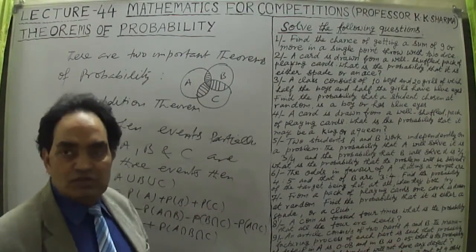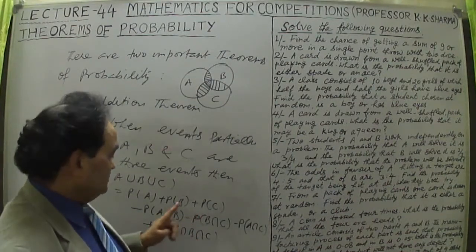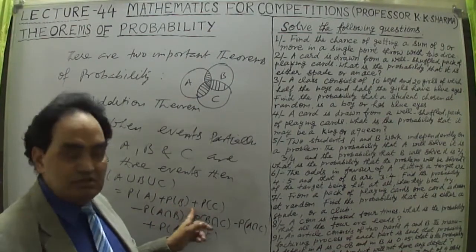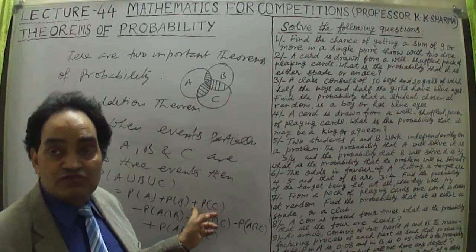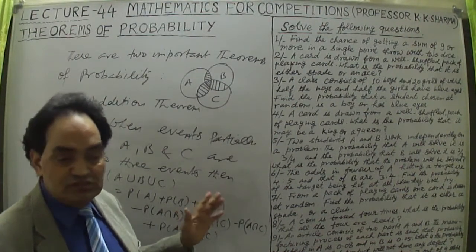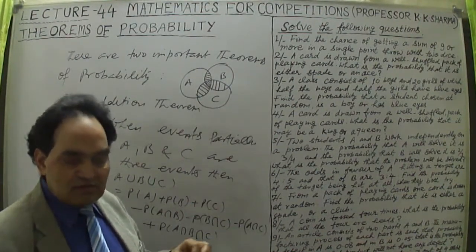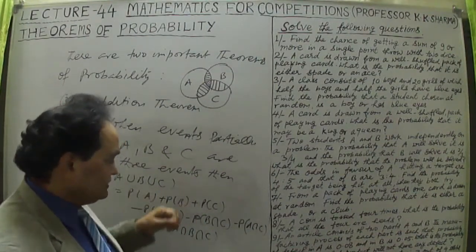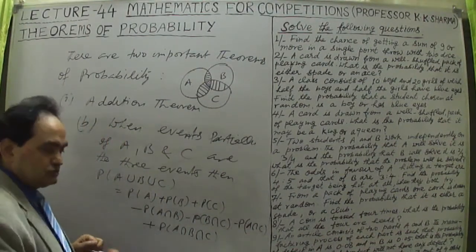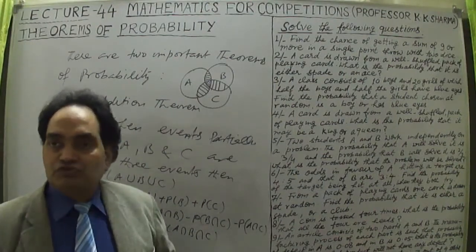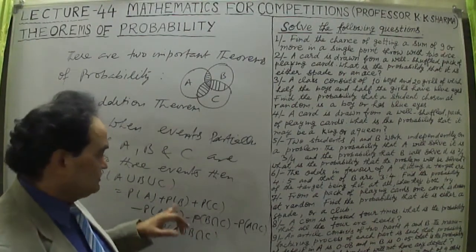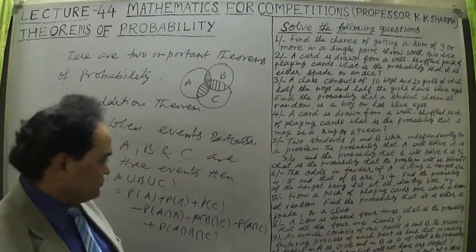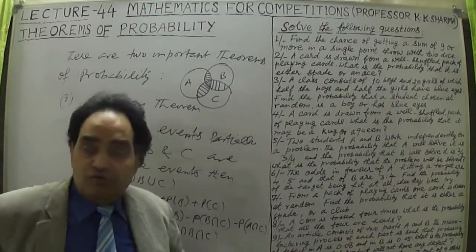So, the probability of simultaneous occurrence of three events, when they are partially overlapping, not mutually exclusive but mutually inclusive, meaning they have something in common. For that situation we have to use this formula here. This is what this formula is used for.